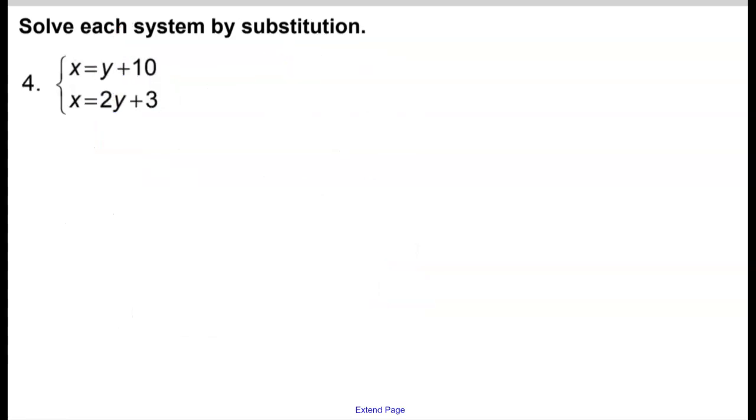All right. Number 4. This one, instead of having the y solved, we've got the x solved on both of them. So again, we're just going to set them equal to each other. So I've got the 2y plus 3, and I'm going to set it equal to what x is, which is y plus 10.